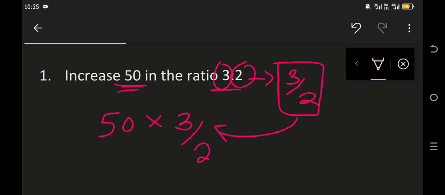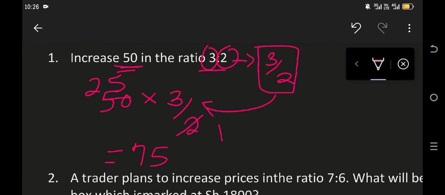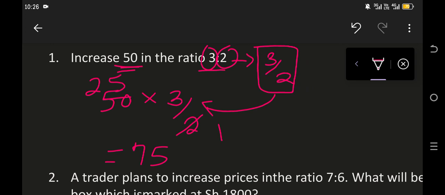For example, here we are being told it is 50. So you will take 50 times 3 over 2. 2 will go here once, 2 will go here 25 times. And what is 25 times 3? That is 75. So 50 increased in the ratio 3 to 2 is 75. You can see that 75 is larger than the original number that we were given in the question.